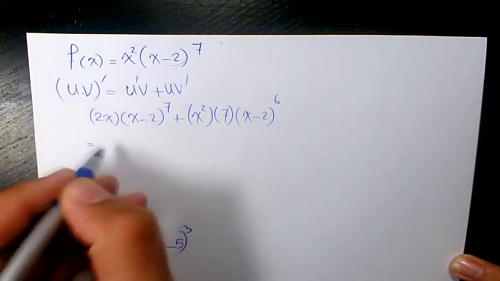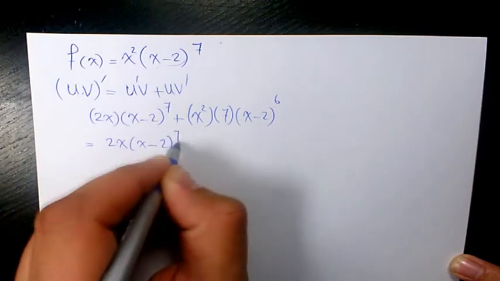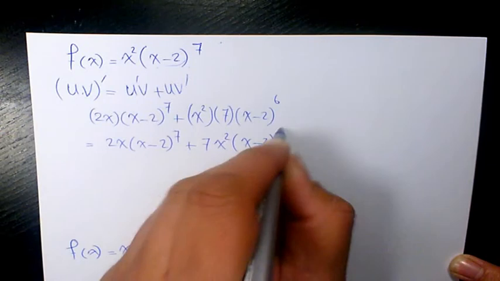So basically that's it. It's going to be 2x times (x minus 2) to the power of 7 plus 7x squared times (x minus 2) to the power of 6.